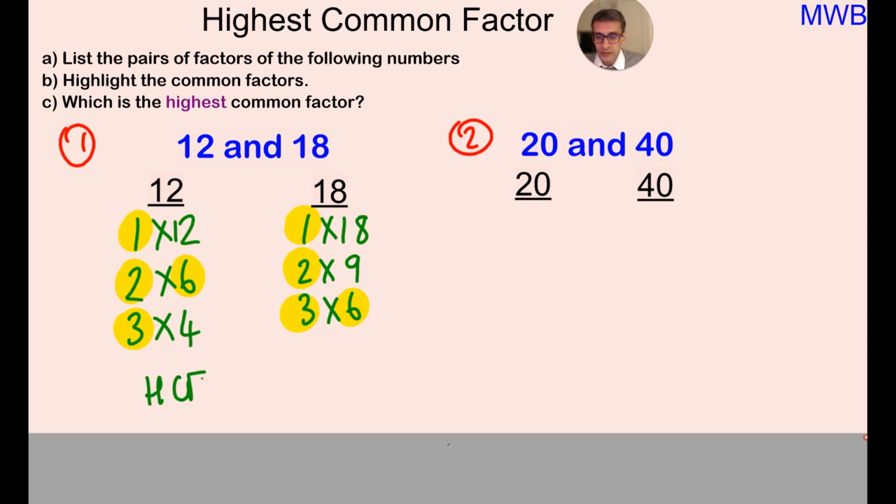So HCF equals 6. So highest common factor of, now we can actually write this in a nicer way. We can say HCF, and then in brackets you can list the numbers. So in this case it's 12, 18. So the highest common factor of 12 and 18 is equal to 6.